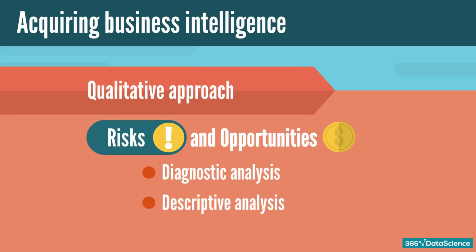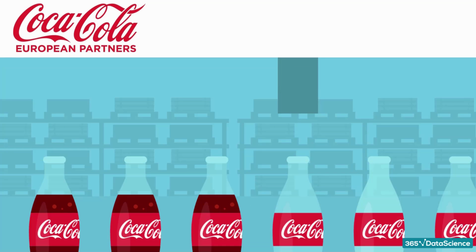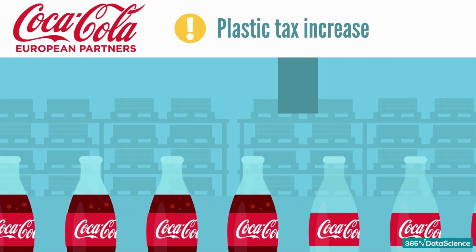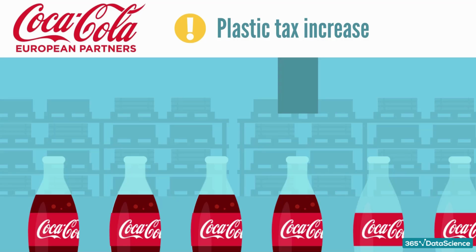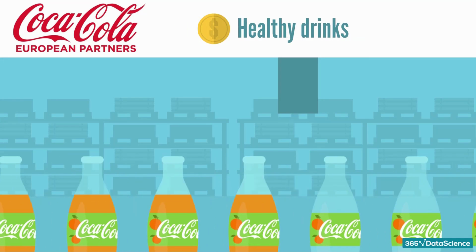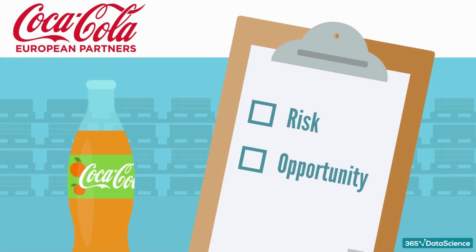for the business. For example, a risk for a bottling company like Coca-Cola European Partners would be if authorities decide to increase tax on plastics. But at the same time, there could be opportunities too. An example of such an opportunity is introducing more healthy drinks. So once a company receives a risks and opportunities report, it can analyze the information relevant for them and try to mitigate if something is a risk or explore if it is an opportunity.